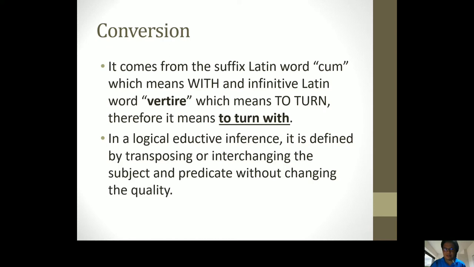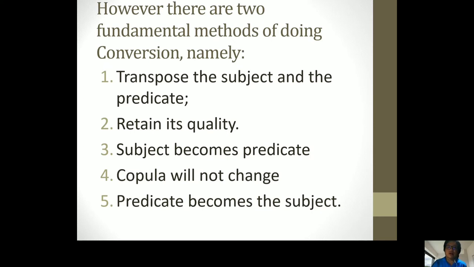So in this sense, it is defined that you're going to change your subject term and your predicate term, but you're not going to change your copula. Okay? So there are two methods of doing a conversion. The first thing that you need to do is transpose the subject and the predicate, so you're going to change their position. Next is retain its quality, meaning to say you're not going to change anything from the verb. And lastly, your subject becomes the predicate and your predicate will become your subject because you are transposing them. Take note again, your copula will not change.